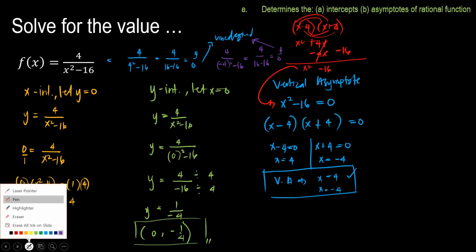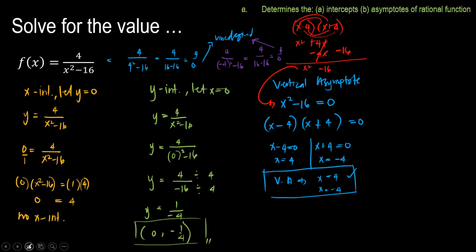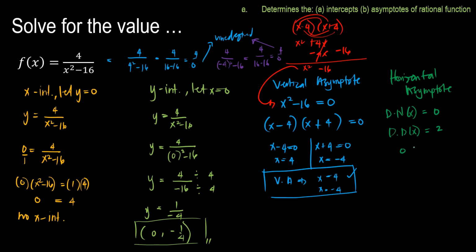Okay, now let's proceed to horizontal asymptote. Okay, so since the degree of the numerator of the function is 0, since it is constant, the degree of the denominator is 2. So 0 is less than 2. So meaning, the horizontal asymptote is y is equal to 0. Okay, now next.